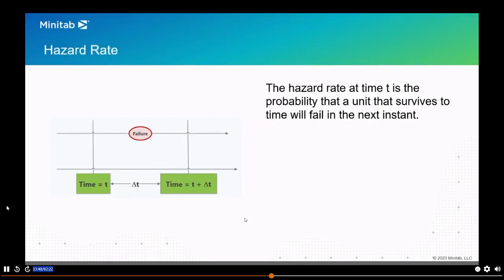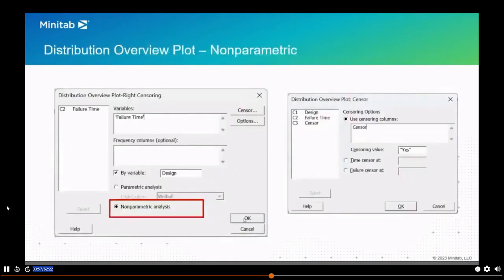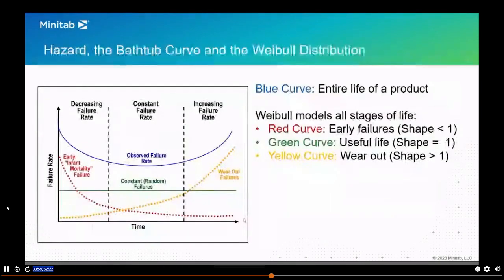Tiny, tiny little instant in time, what is the chance that it's going to fail? So at any given instant in time, what is the chance something will fail? And the reason why we care about the hazard is, first of all, the Weibull distribution was actually not developed by a statistician. It was developed by a reliability engineer specifically for reliability problems, all based on the concept of a hazard. So this graph on the left, you may have seen before. It's actually out there on the internet.